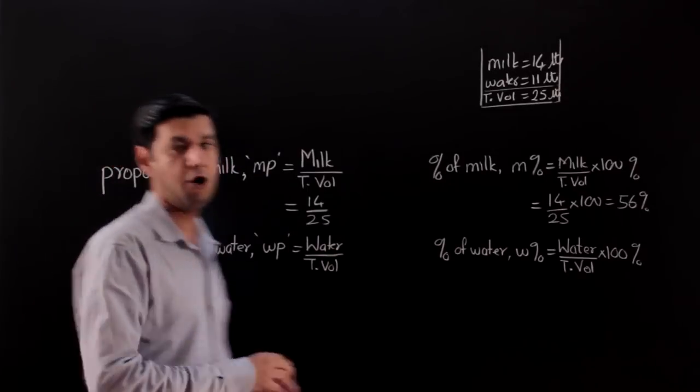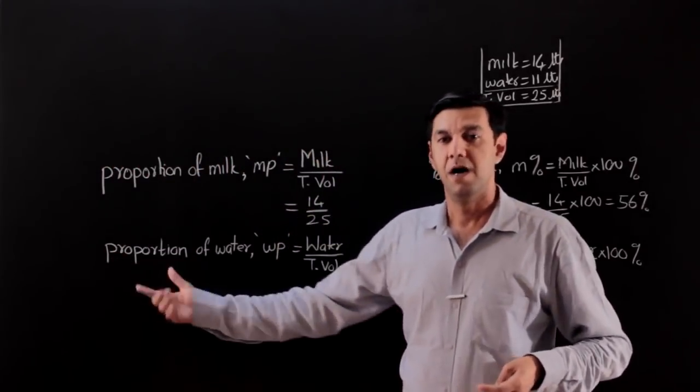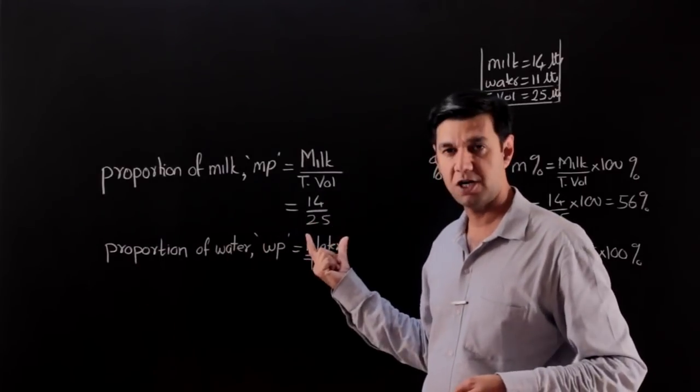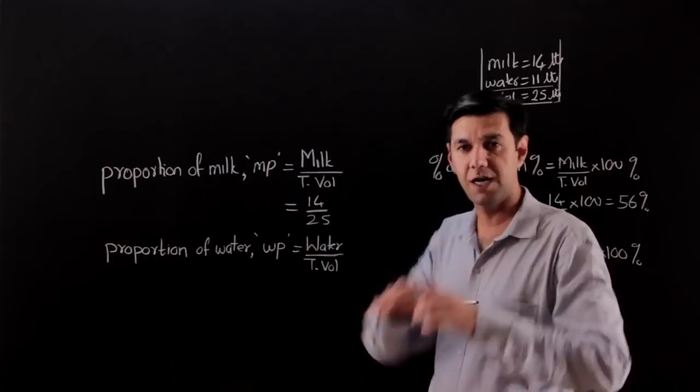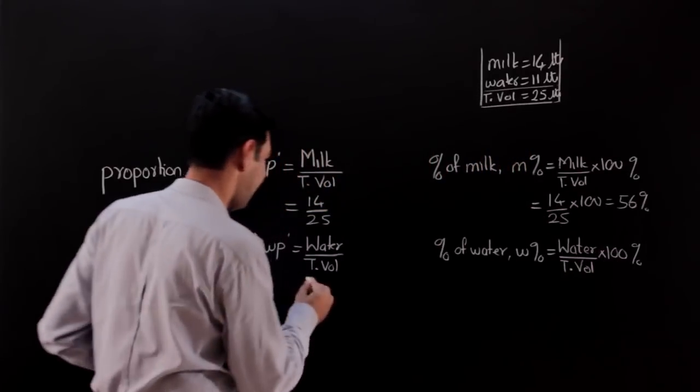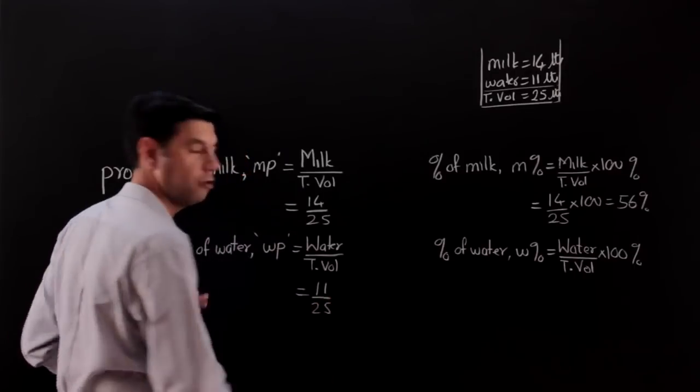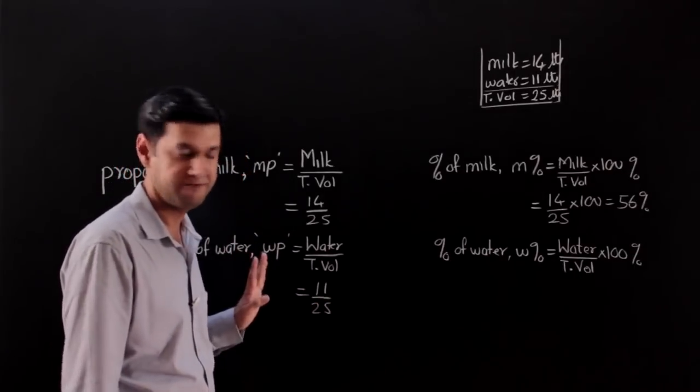If we could do this calculation on milk, we can even do it on water. So proportion of water. Proportion is going to be a ratio. What will be the ratio? The water quantity divided by the total volume of the solution, right? And water we have is 11 liters, total is 25. So the proportion of water is 11 by 25, as simple.